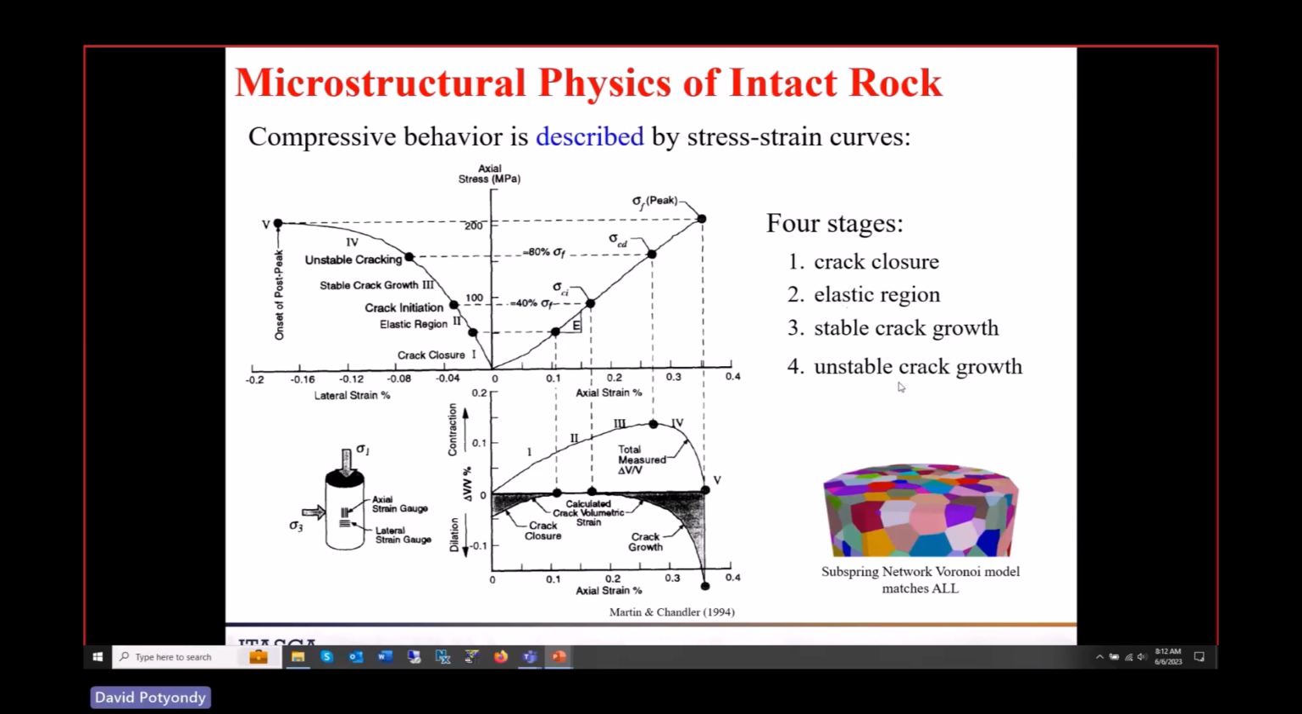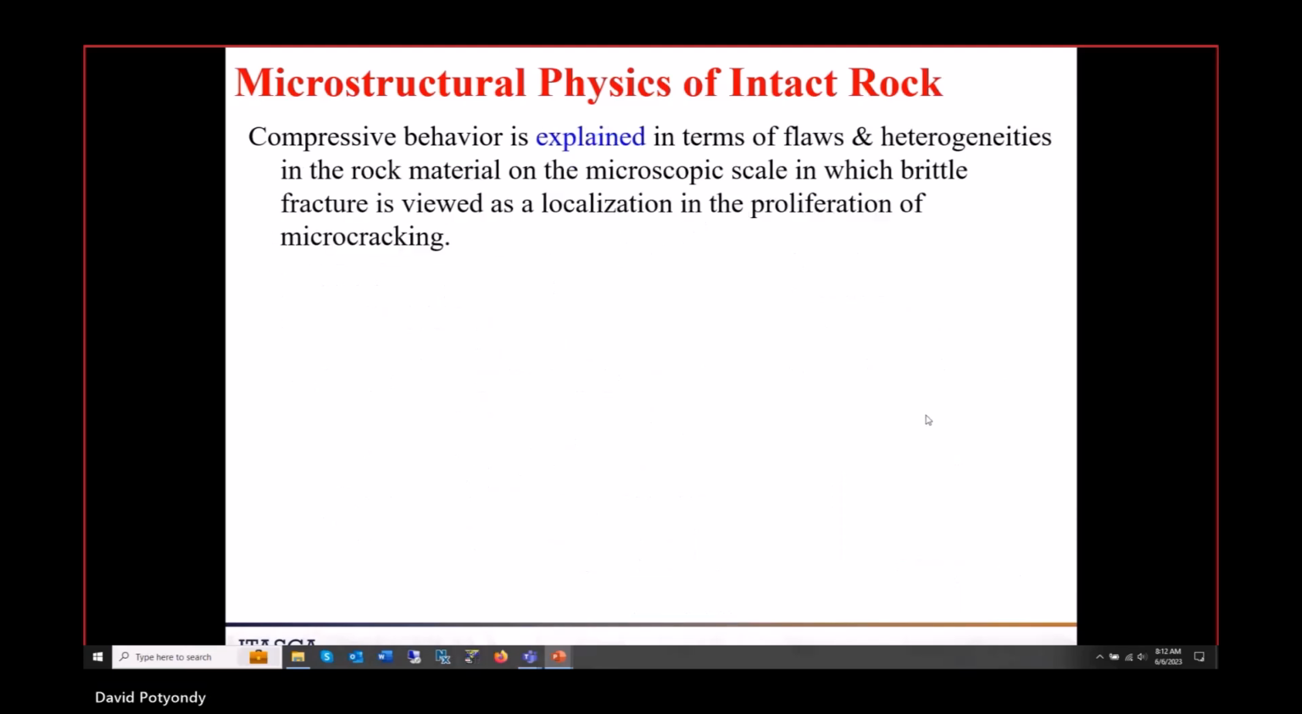Okay, that's the high level picture. Now, if people say, why do we get such complicated compressive behavior? They say, well, there's these flaws in the rock material at the microscopic scale. And what you say is they're describing it as there is this proliferation of this damage and eventually it localizes. Okay.